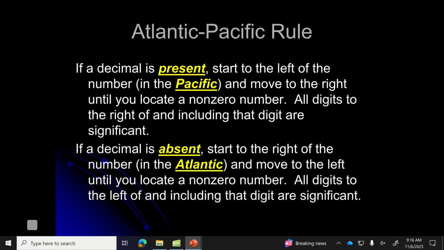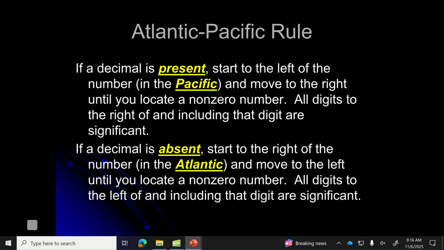So what you're looking for with this little Atlantic Pacific rule is a decimal point. If you see the decimal point, we say the decimal point is present, and we're going to start from the left of the number, and we're going to start at the first non-zero number and count everything from that point forward. Again, that might not make sense until I get to an example. But if we see a decimal point, you are starting from the left and counting all the numbers. You have to start with a number that's not zero and count all the ones from that point forward.